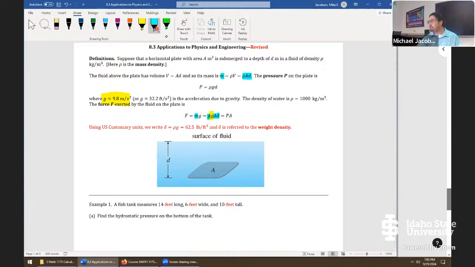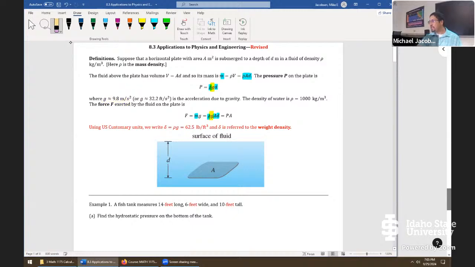Why is it pressure? That's because pressure is rho times the depth times acceleration due to gravity. So that's rho, depth on the far right, acceleration due to gravity. Only variable left out is A for the area. So we have pressure times area for the force on that plate.